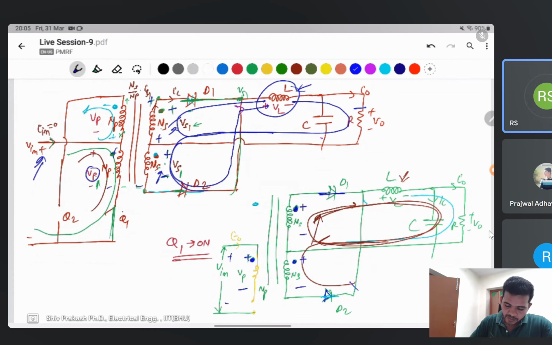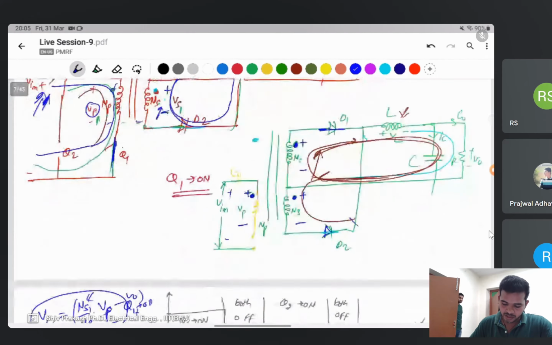Okay, then VP will be VP. VP is the same as the V in, no? When this one switch is on, then this one appears the same as the V in. That's why I take it as a VS. You can retain the VP.